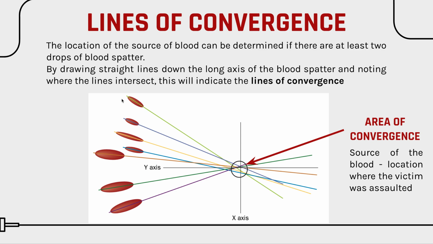As I've mentioned a few times, looking at the longer axis of the blood, once you get enough of the blood spatterings together, that'll help you determine the source of the blood, or the point of impact, the origin. Lots of different words to describe essentially the same thing here, which is where that injury occurred. By drawing straight lines down the long axis of blood spatter and noting where all of these lines intersect, it'll indicate the lines of convergence. This area of convergence here is the source of the blood. So this is the location where the victim was assaulted in a way that created the blood spatter.